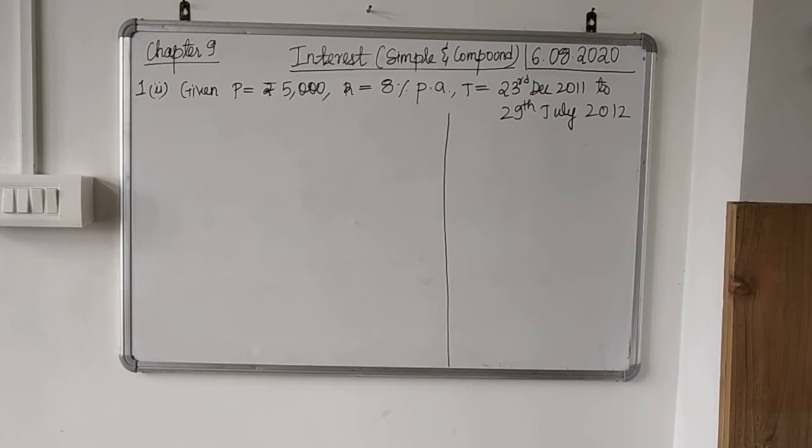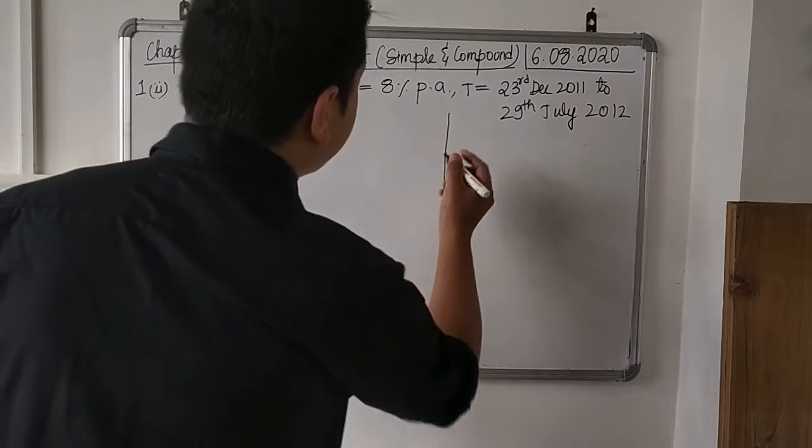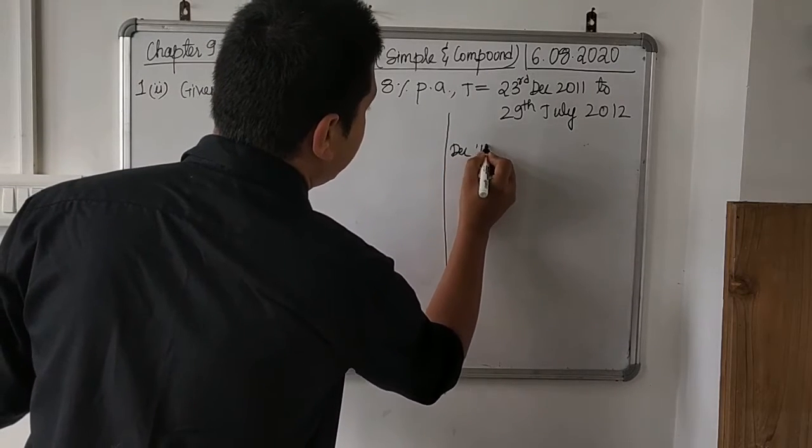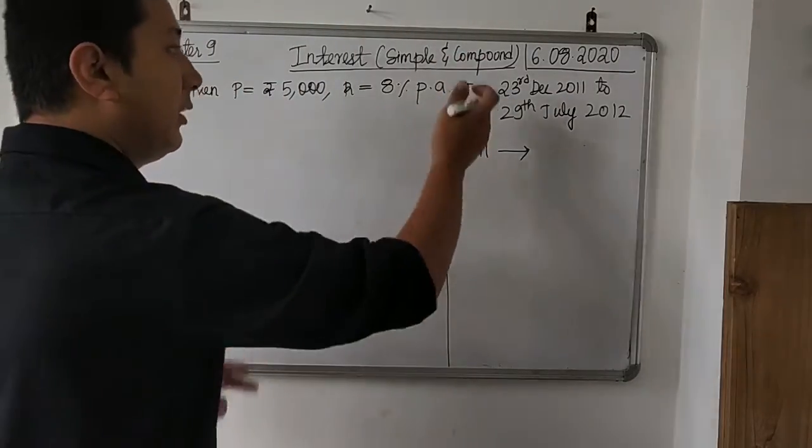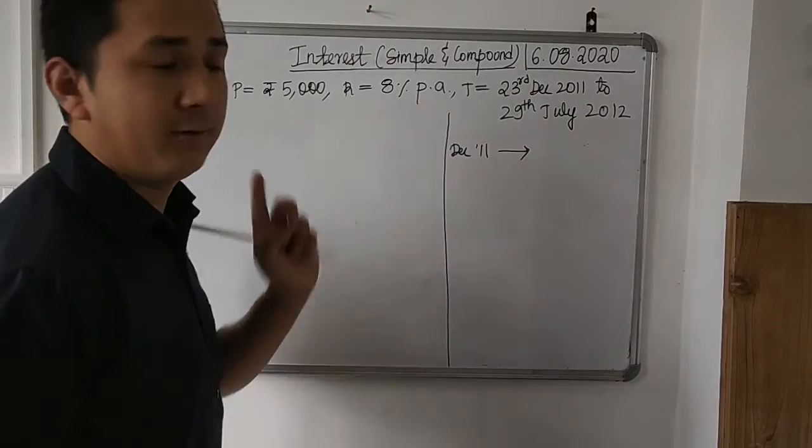Again, we need to find the interest and the amount, where principal is 5,000, rate 8%, and the time given to us here is 23rd December 2011 to 29th July 2012. So we will have to calculate the days first and then divide by 365, which will give the time in years. So we'll have to find the days. December 2011, how many days? Starting from 23rd to 31st.